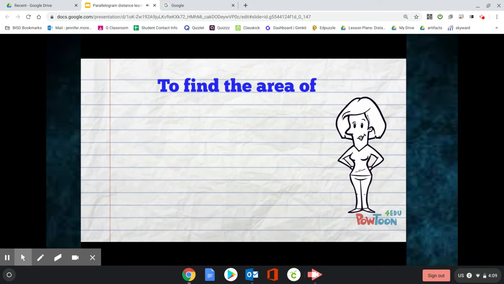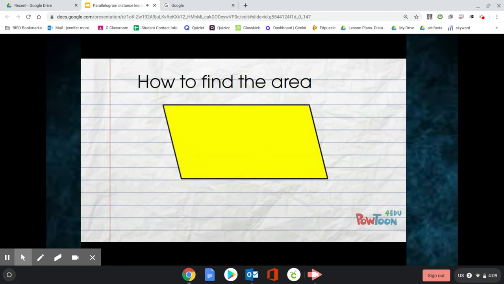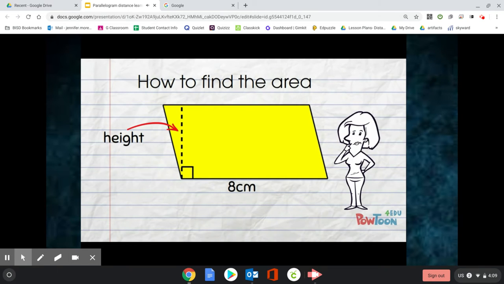When we have to find the area of a parallelogram, we think of it like a rectangle, like I just showed you. A rectangle has right-angled corners, so we have to form a right angle. We find the base, here it's 8 centimeters, and then we run a perpendicular line off the base to get the height. The height forms a right angle with the base, just like the right-angled corners of a rectangle. That is a key point to remember.